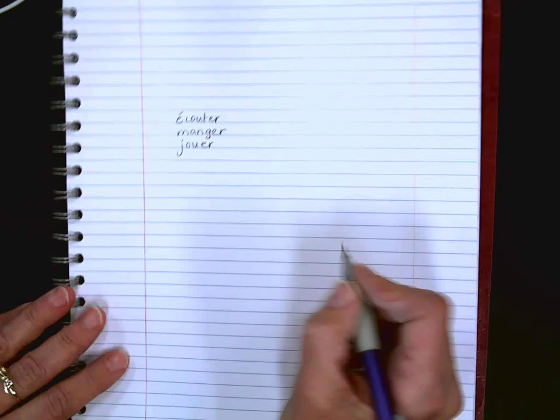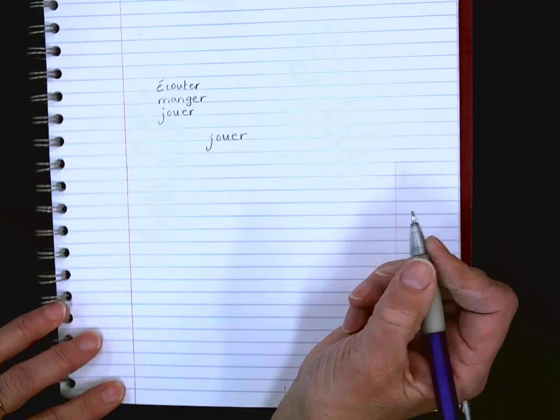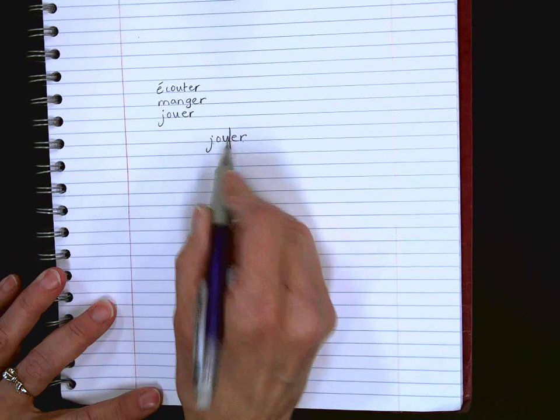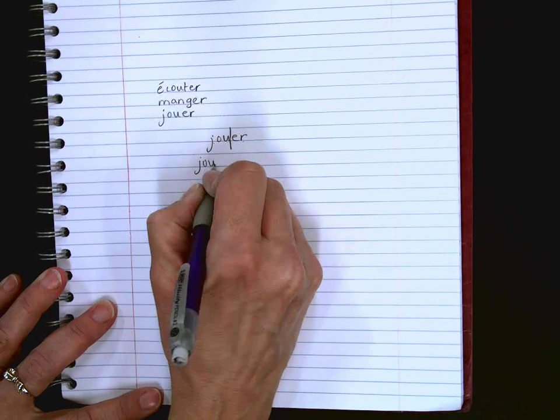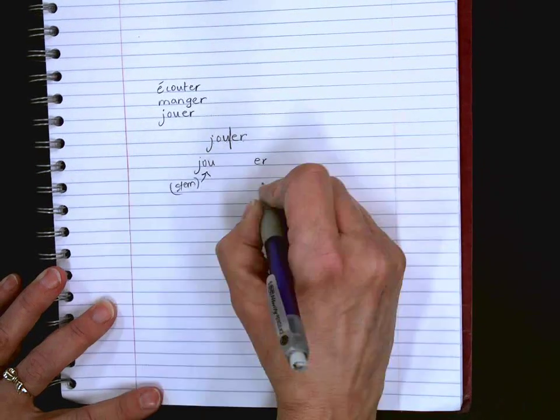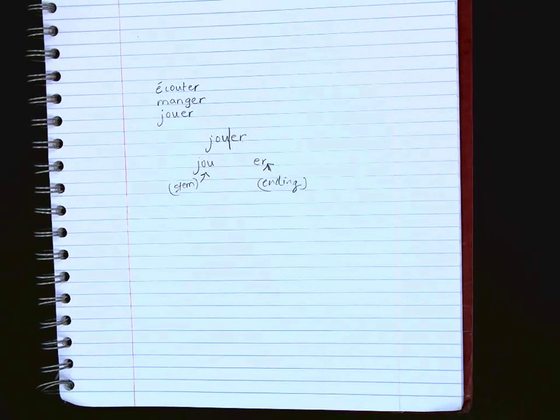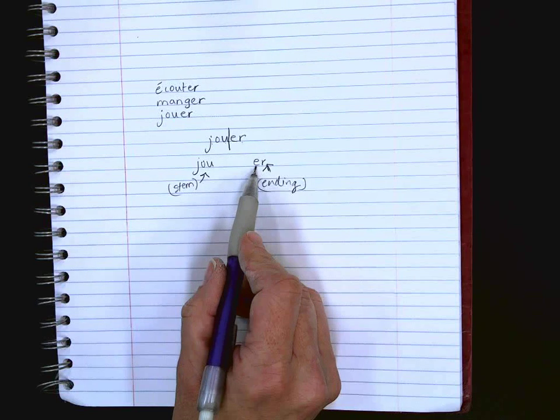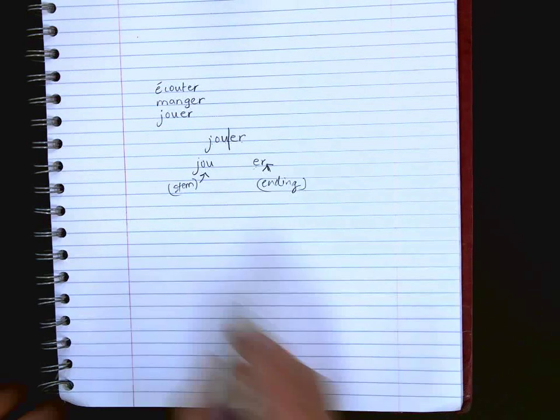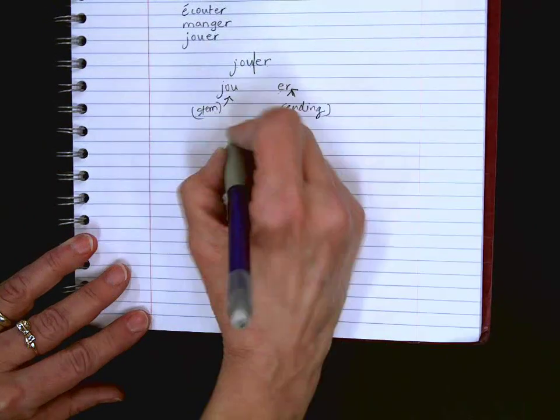When you have an ER verb that you want to conjugate, you are going to divide it. You take off the ER, and you have two parts. This is the stem, and this is the ending. And then you're going to replace this ER with those endings that go along with the subject. So I'm going to start by writing another chart down here to show you how to do it.